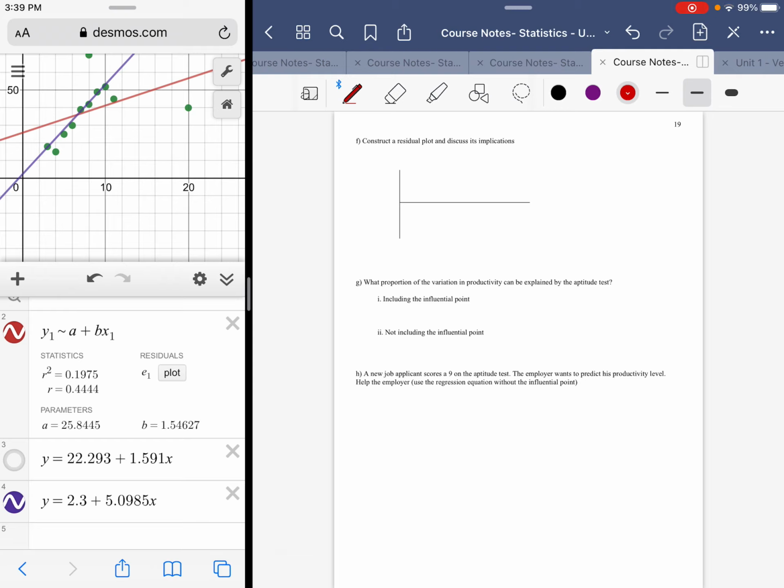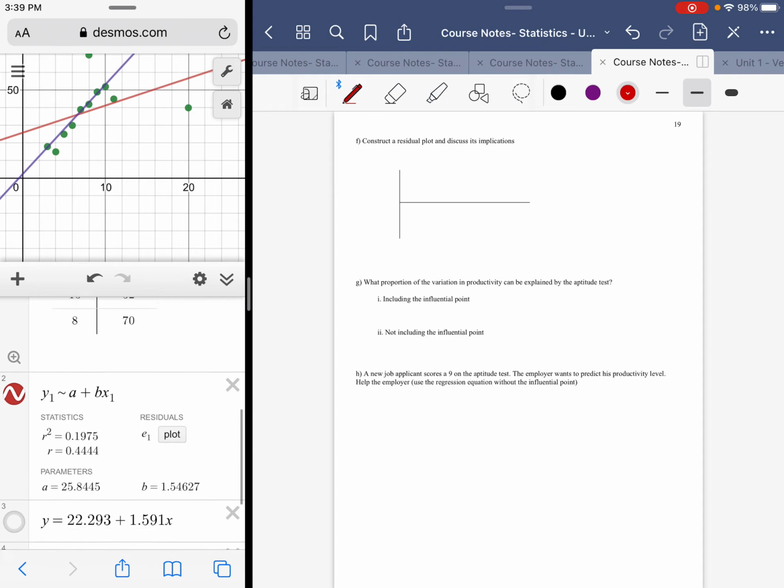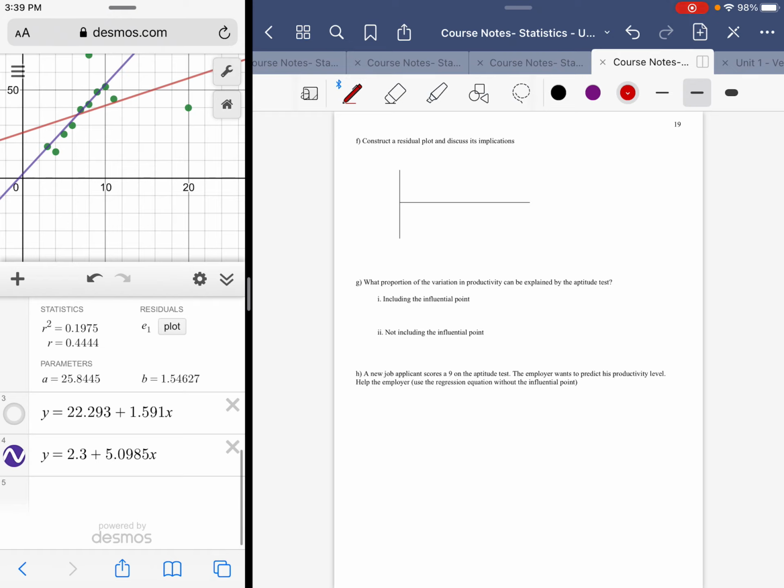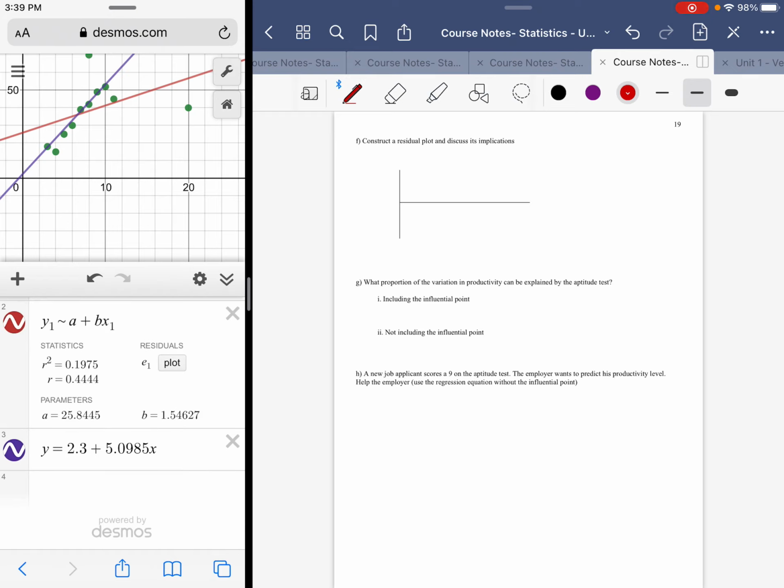All right, so we're going to move on to the next page, which is a continuation. It says, construct a residual plot and discuss its implications. That goes back to the reading on the last couple of pages prior to the one we just did. The good thing about a residual plot is that it's related to the original data set. So if you want to just delete these values, you can. Although, we'll just hang on to this one, because eventually we're going to have to work with the influential point. We'll just keep that just in case.